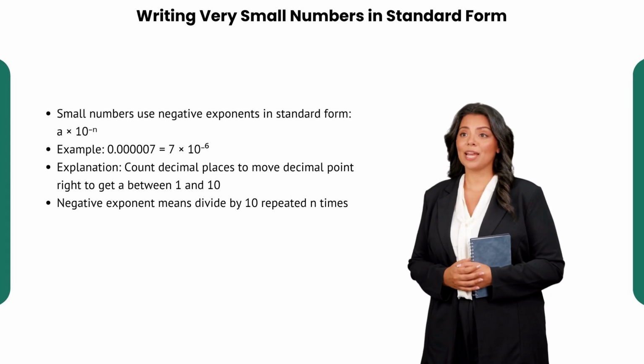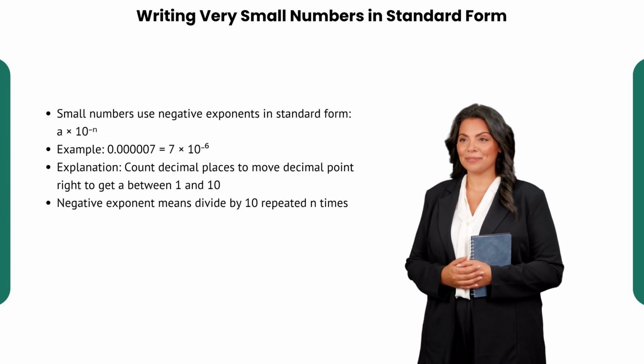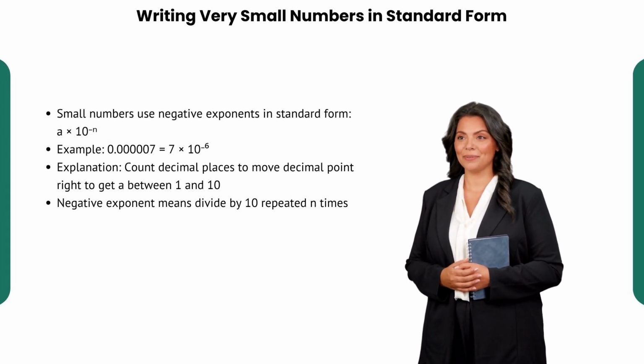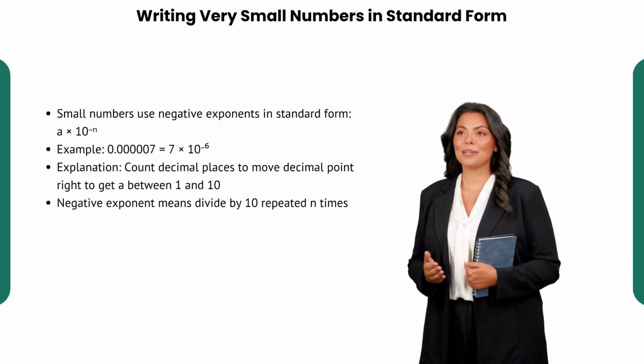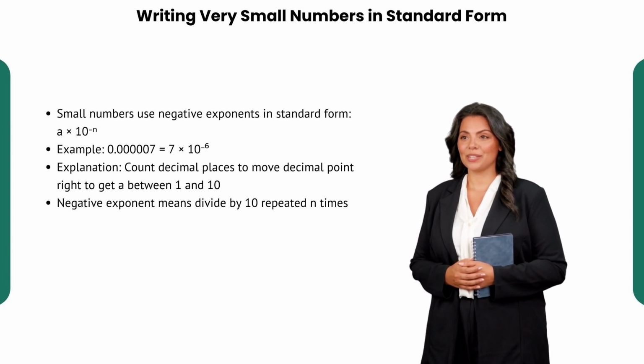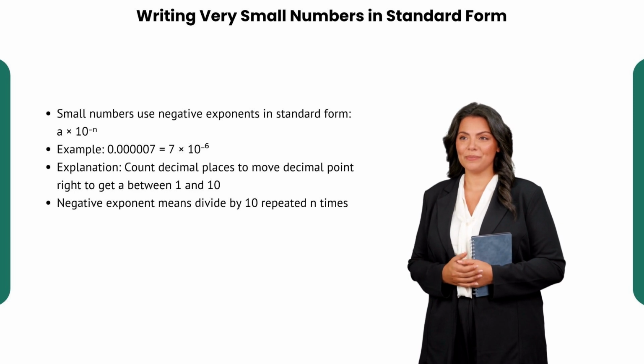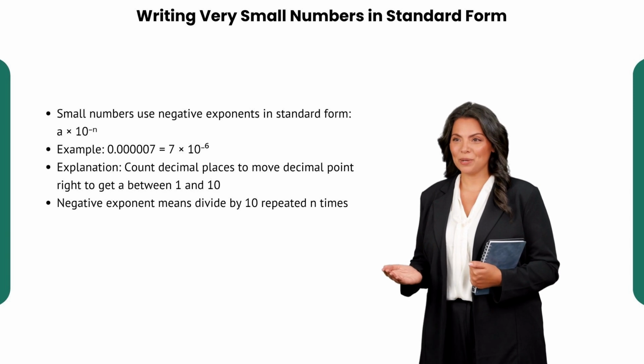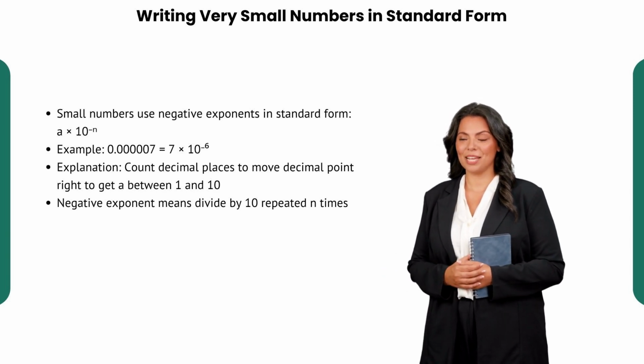Now, let's handle very small numbers using standard form with negative exponents. Imagine measuring something tiny, like the diameter of a red blood cell, which can be 0.000007 meters. Reading or writing so many zeros is tiring. To convert 0.000007 into standard form, we count how many places we move the decimal point to the right to get a number between 1 and 10. Here, we move 6 places to get 7.